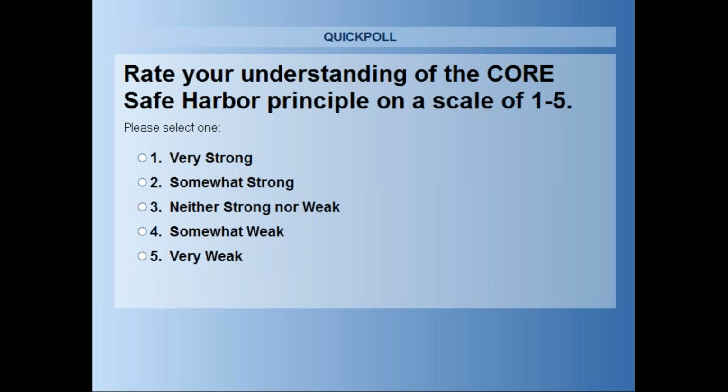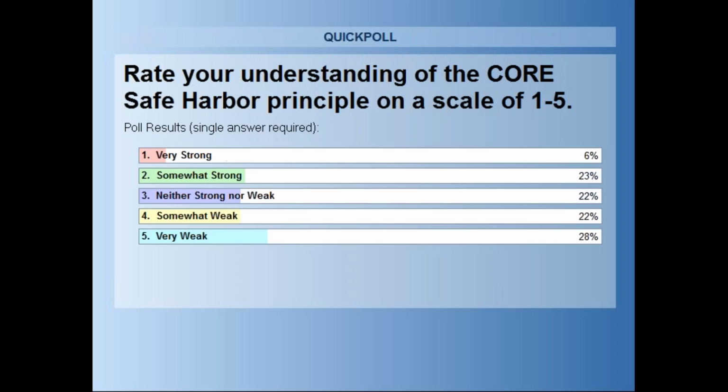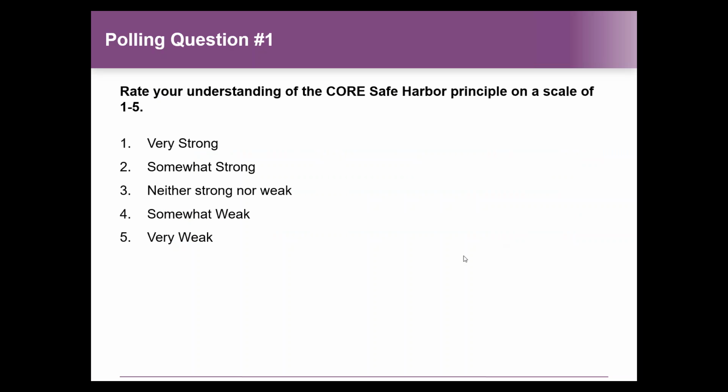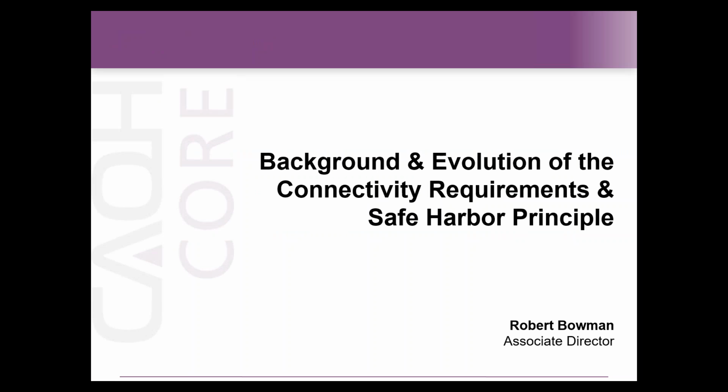All right, I'll close the poll and I will share the results. Well, as you can see, the biggest percentage, 28%, said very weak, and then about 23 and 22% in between there, somewhat strong, neither strong nor weak, or somewhat weak, and only 6%, the minority here, said very strong, and 80% of the audience voted in this poll. So I think that's good to see, in that we have information here that hopefully will help those who answered with the CORE safe harbor principle. Yeah, and one other thing is maybe this should also determine focusing on this topic a little more on future webinars. So this is very helpful information.